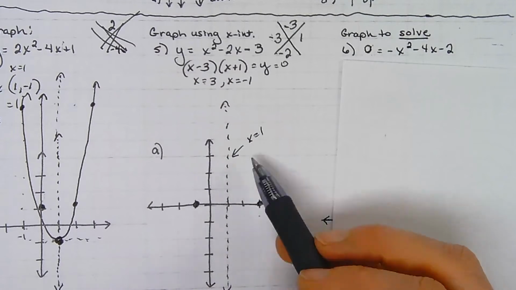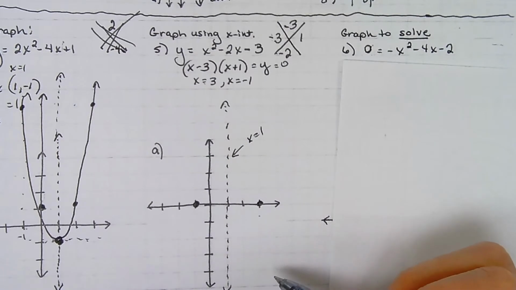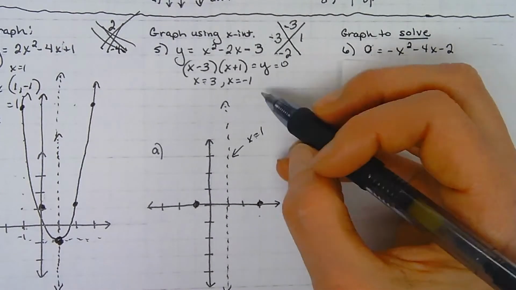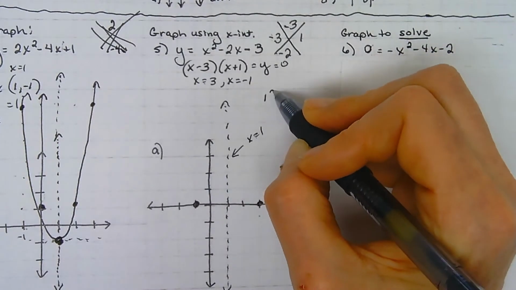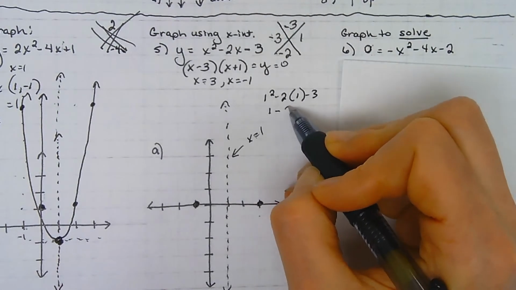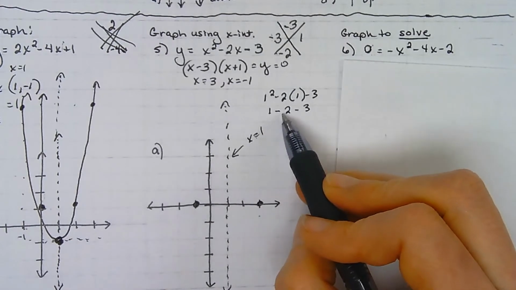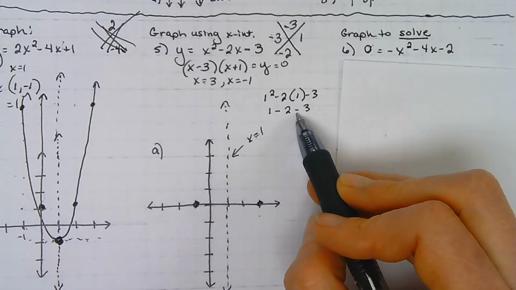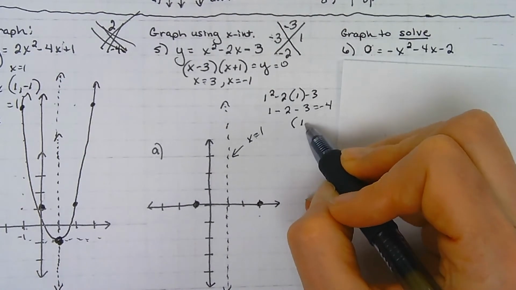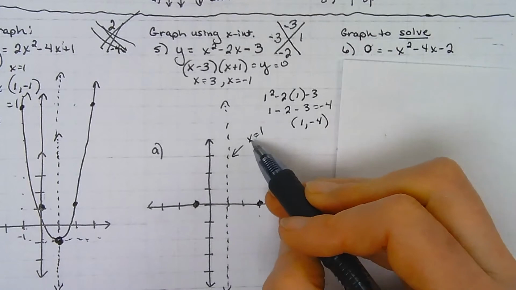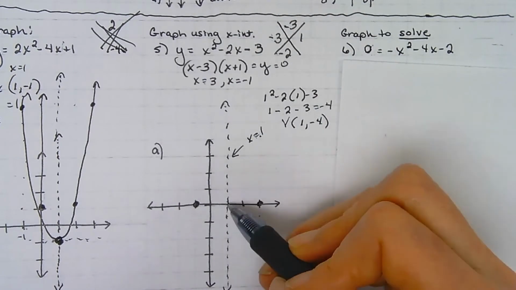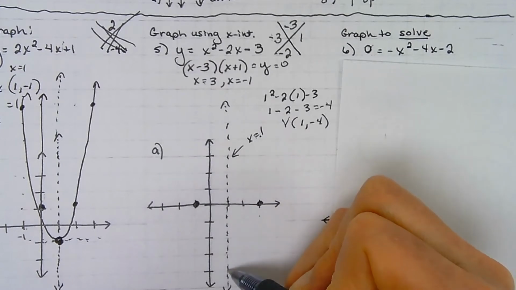We're going to need to find the vertex to graph this. So the vertex is found by putting 1 into the function. So 1 squared minus 2 times 1 minus 3 is 1 minus 2 minus 3. 1 minus 2 is negative 1. Negative 1 minus 3 is negative 4. So the vertex is at 1, negative 4. I put x equals 1 into the function, and the vertex is at 1, negative 4.